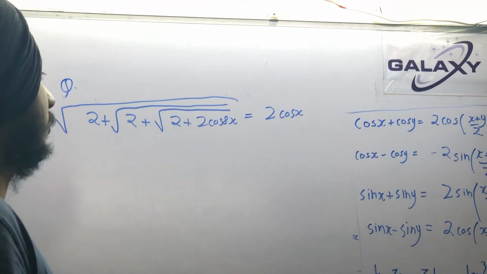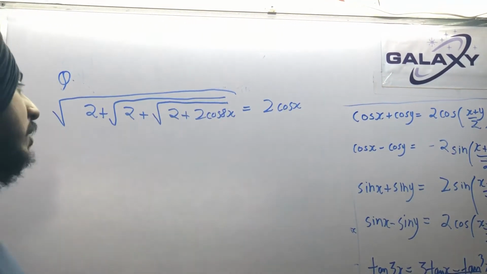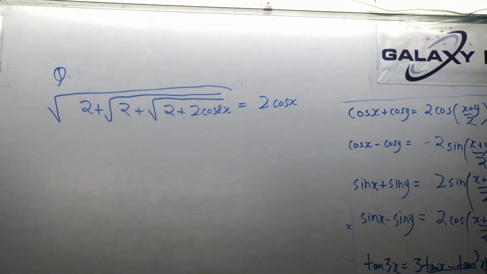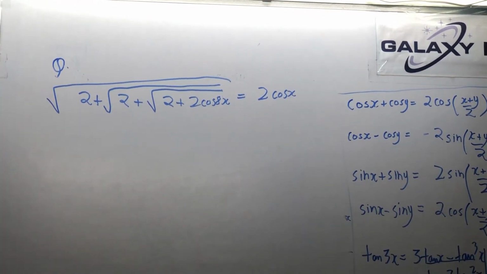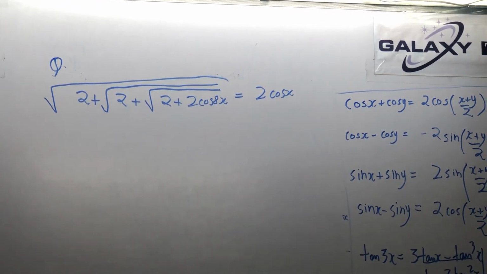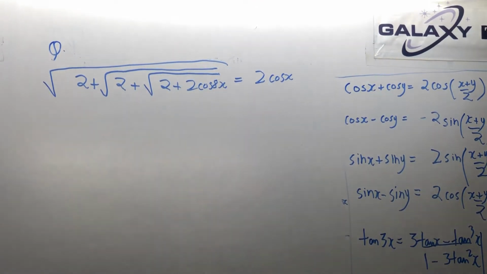First of all, a thing that should come to your mind is that to remove this square root, the term inside this should be a square. Then only you can remove the square root, because the square root of a square is the same number itself. So how will you remove this square root? That is what you have to concentrate on first.